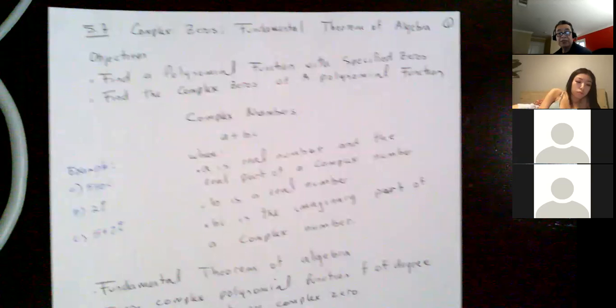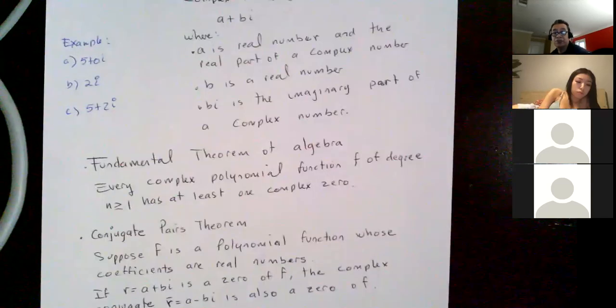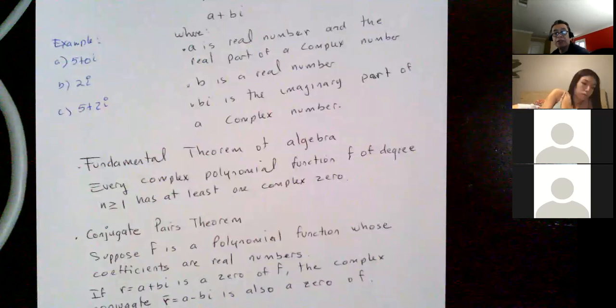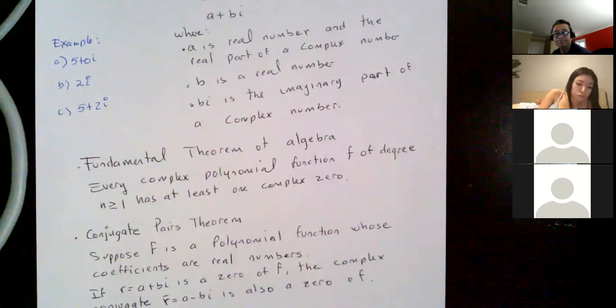Now, let's read this theorem here. Fundamental theorem of algebra. It says, every complex polynomial function f of degree n greater than 1 has at least one complex zero. So the polynomials that we solved in the last section, you guys, are complex polynomials, by the way. The solutions that we found in the last sections are complex number solutions, by the way.